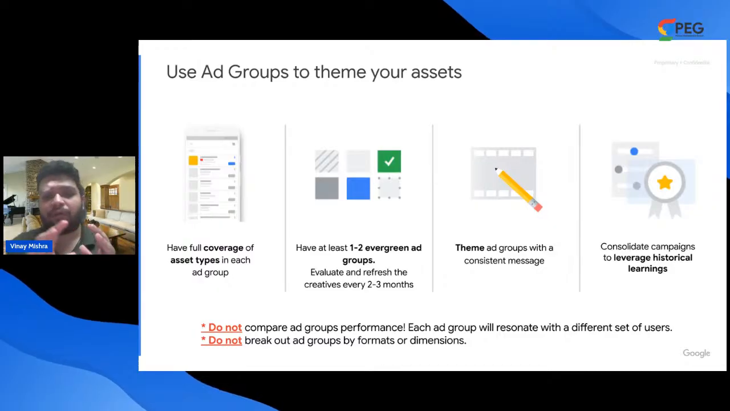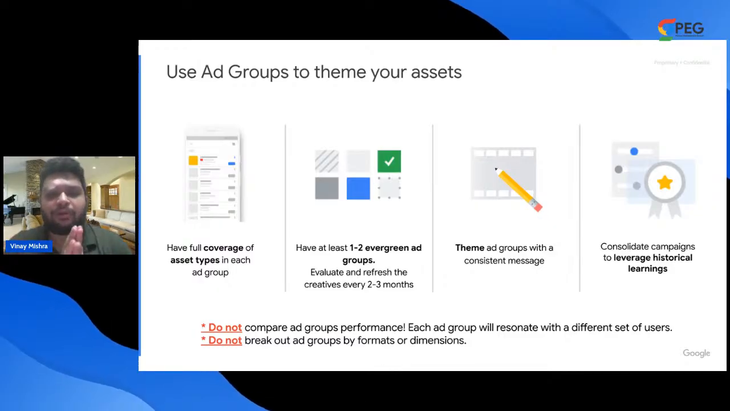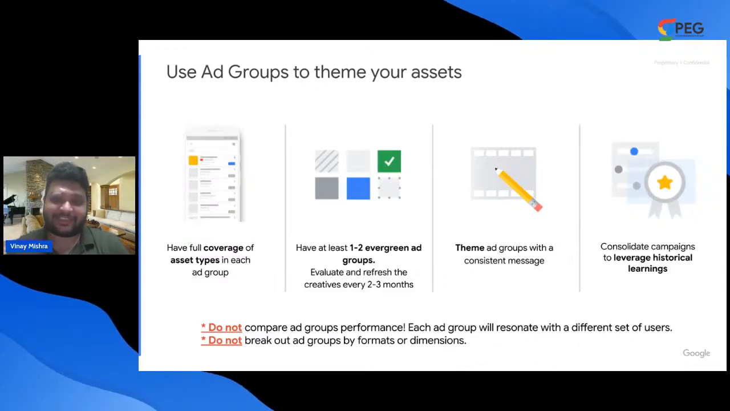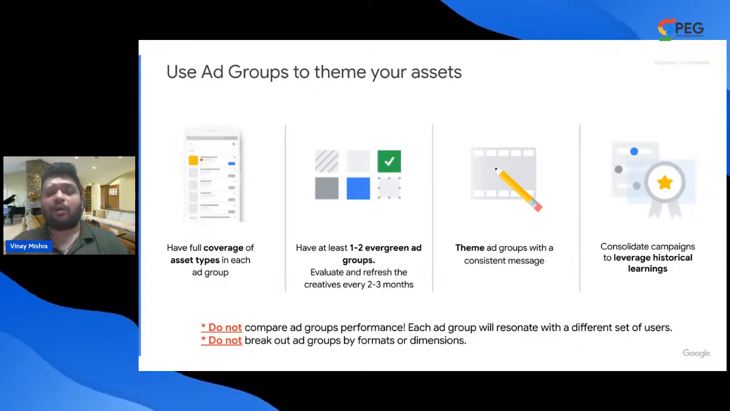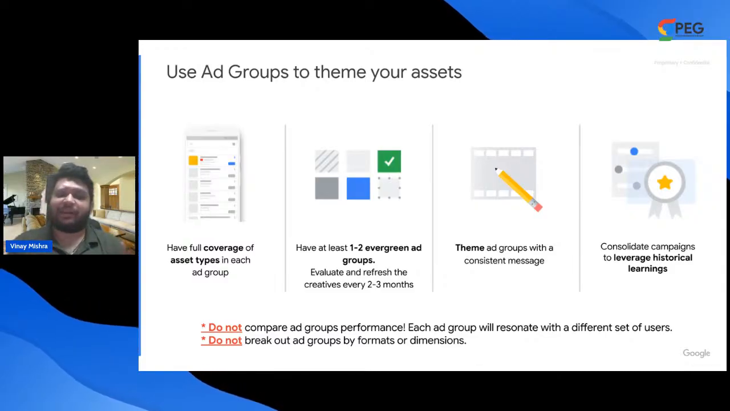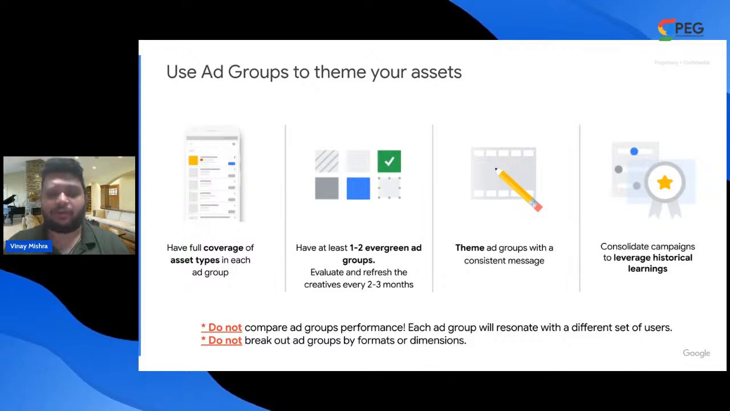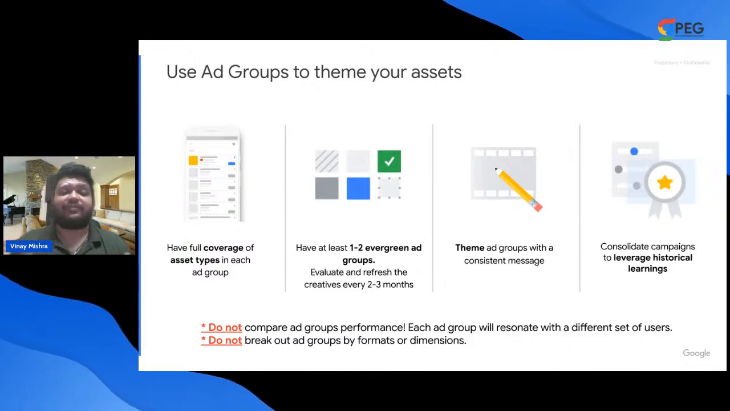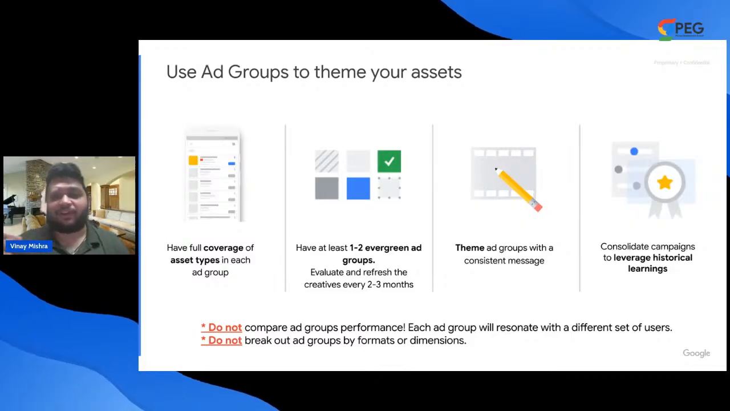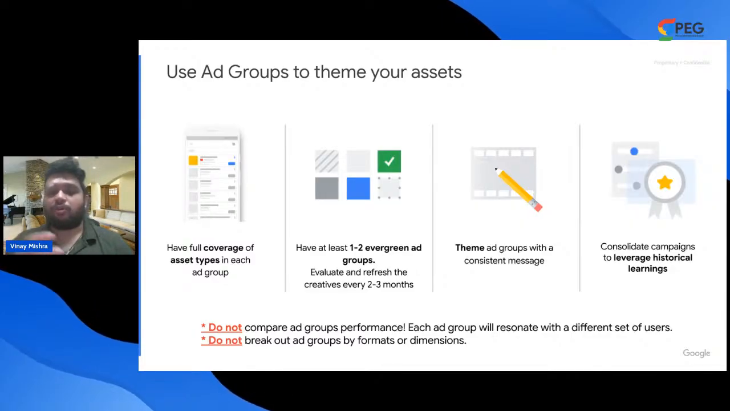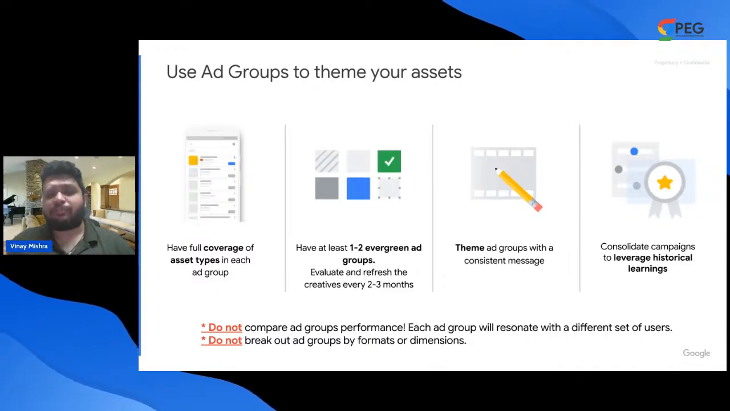At the same time, you have to theme your ad group with a consistent message that you're delivering here. And this message again has to go with the goal that you have in place for your app campaigns. If it is towards engagement, then the creatives have to speak about engagement. If it is about installs, your creatives have to speak about installs. So the message that you're delivering via the video specifically is very important.